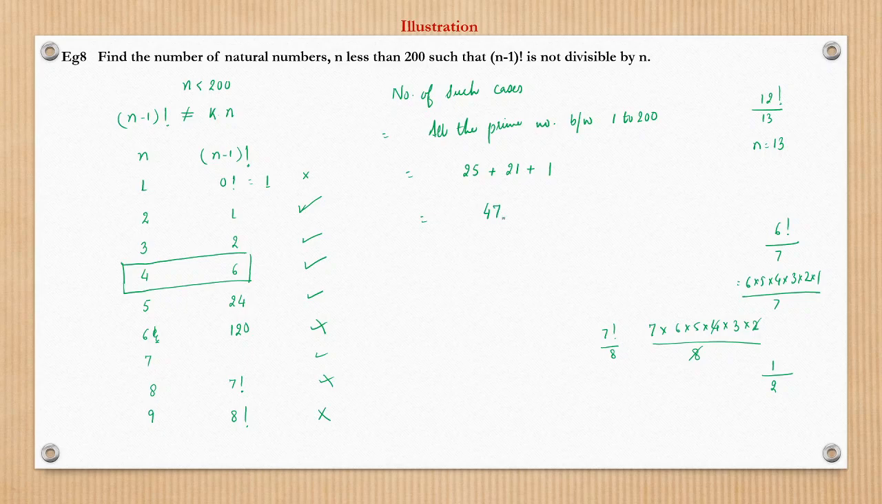So this is a very interesting question where we have made use of a concept of a prime number. (n minus 1) factorial upon n is not divisible when n is a prime number. So that concept we have used here. Apart from that, there is one more case of n equal to 4 where it's not divisible. Otherwise, the rest of the numbers would be divisible.